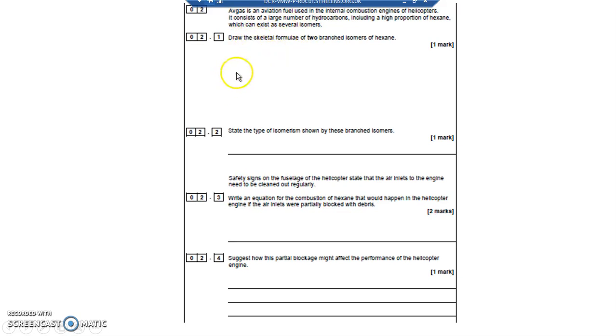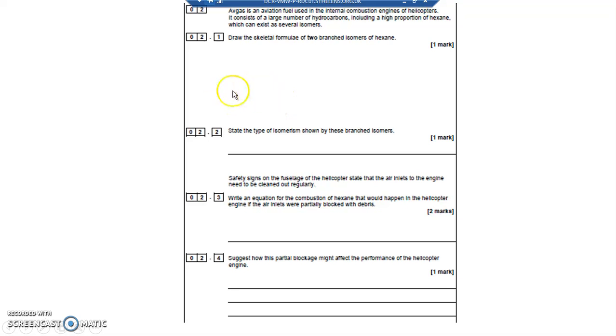So remember, a skeletal formula is just a series of lines, and at each corner or at each end there's a carbon. You don't draw the hydrogens on there, and you do it in a zigzag pattern. Draw the skeletal formula of two branched isomers of hexane. The important word is branched. So hexane's 6 carbons in a line, so you've got to have a branch. If you have a branch, then you've got to reduce the number of carbons in the main chain.